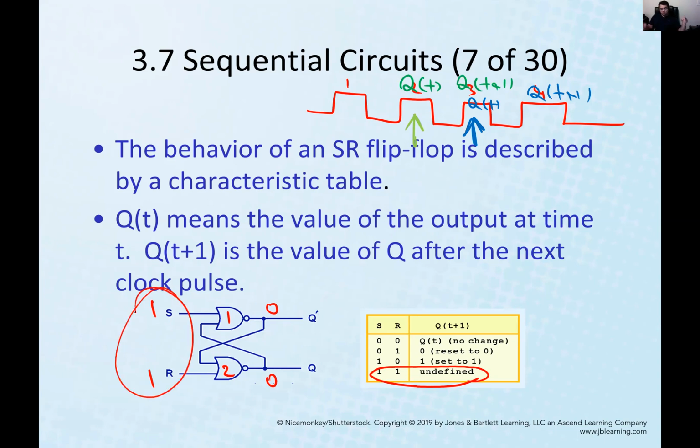You are not allowed to apply 1, 1 to the inputs of an SR flip-flop. And in the next flip-flop, which is the JK flip-flop, we will make sure that this is not going to happen. We will modify the circuit somehow so that it doesn't let us apply both ones to the inputs. So this combination is restricted and prohibited. We are not allowed to have this configuration.